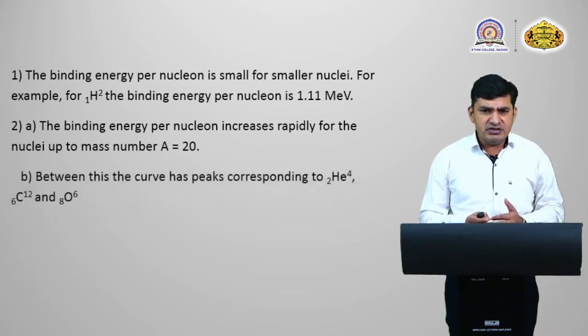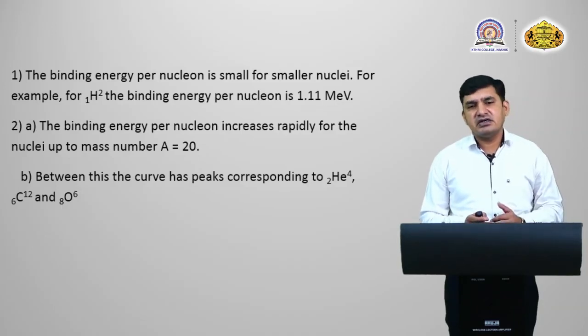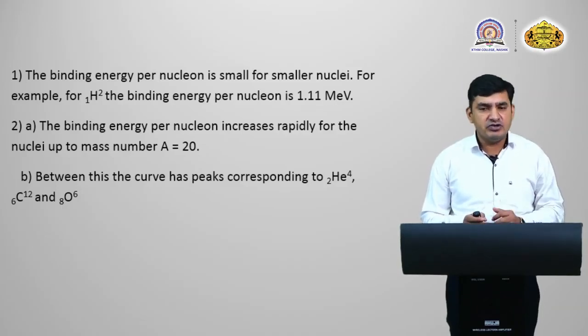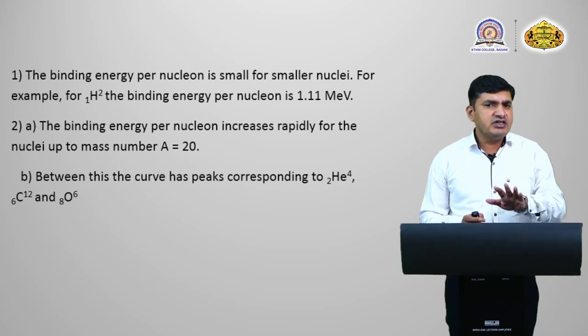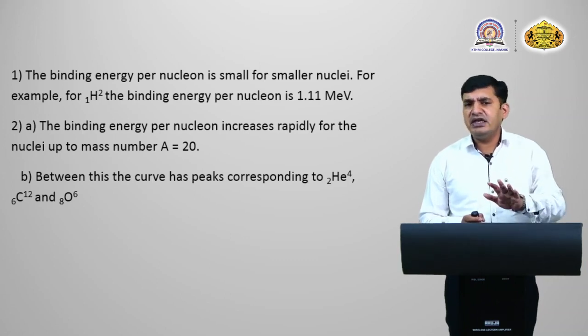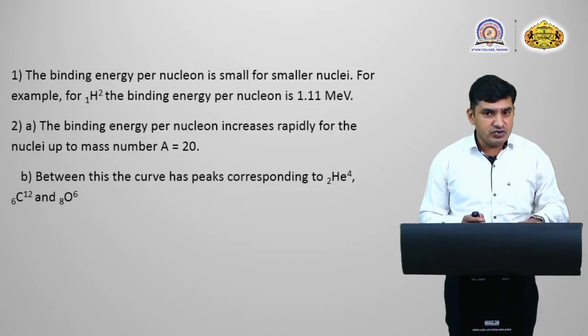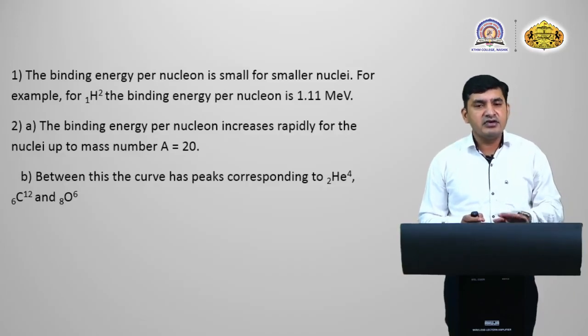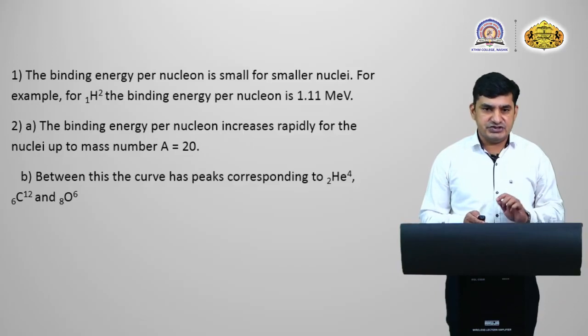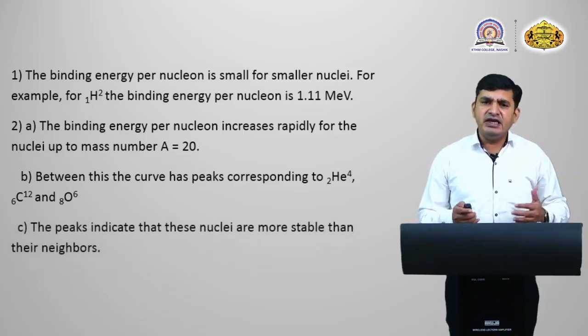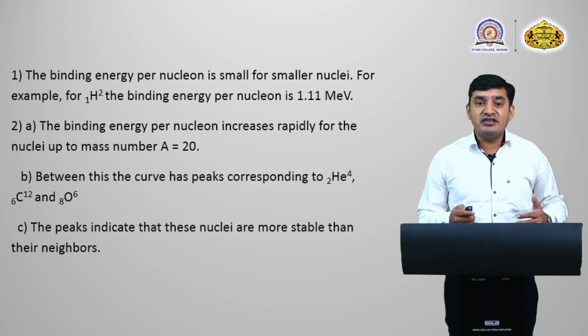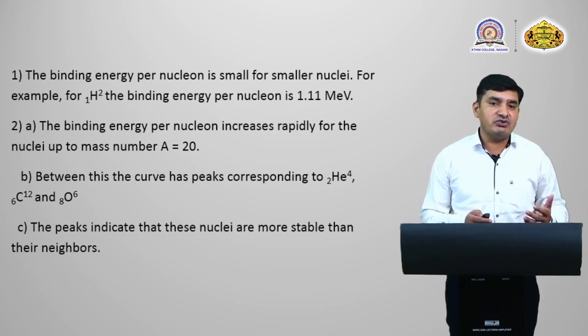Then in between, there are some peaks corresponding to helium 2, 4, then carbon and oxygen. We observe there are some peaks in the binding energy curve for hydrogen, helium, carbon and oxygen. The peaks indicate that these nuclei are more stable than their neighboring nuclei.